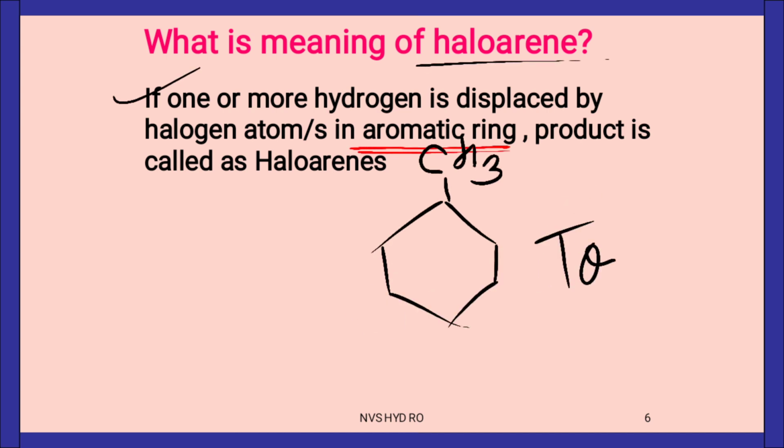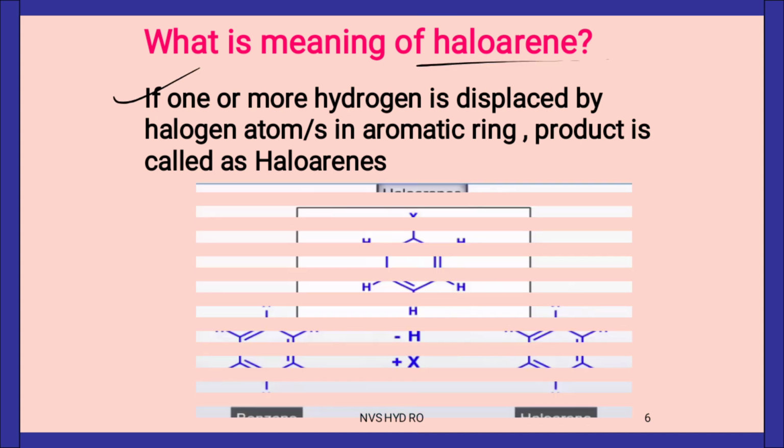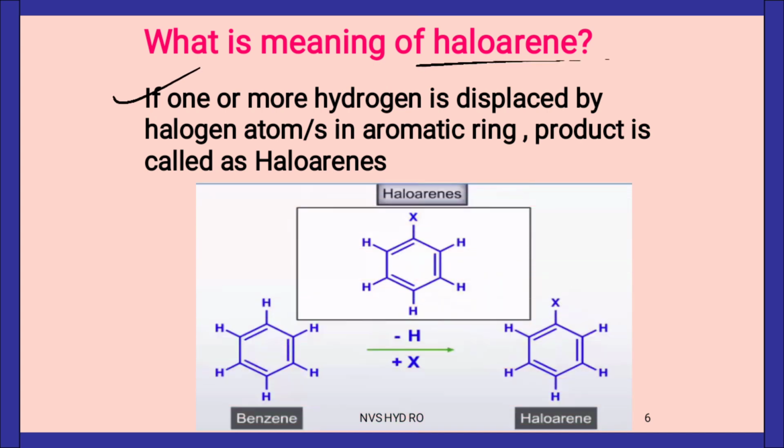But similarly, if I add one more thing, what would that thing be, replacing CH3? Okay, let me ask these questions later. Hope you have got the idea. If one or more hydrogen is displaced by a halogen atom in an aromatic ring, the product is known as haloarenes. So the structure is in front of you, children. Hope you can easily see it.